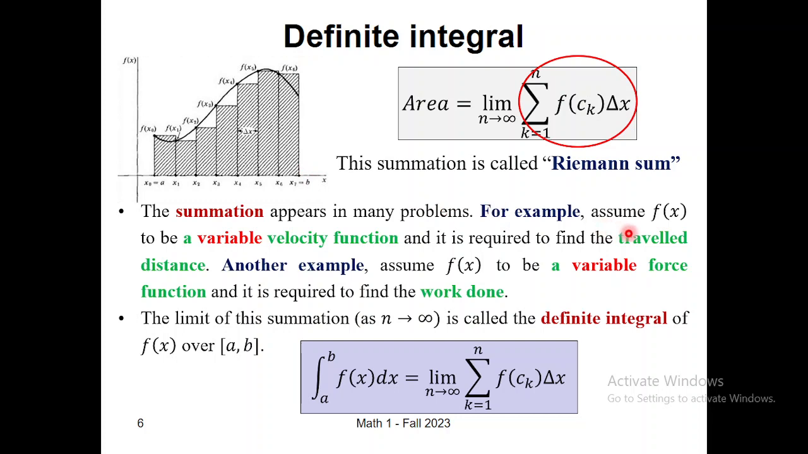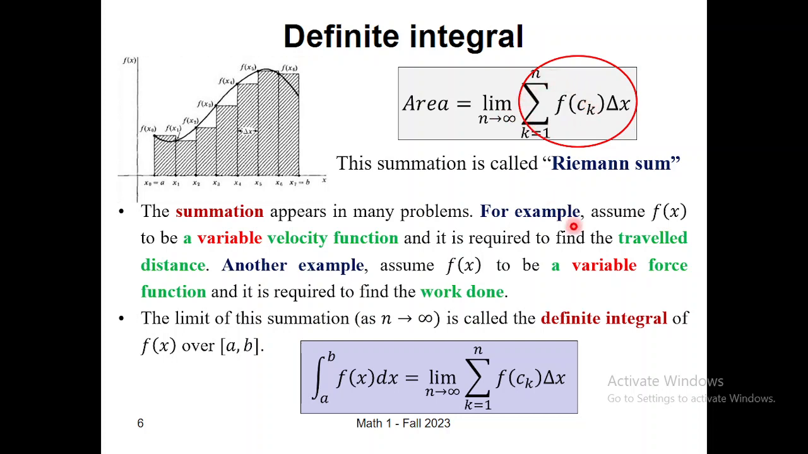What about the exact travel distance? You have to take the limit. You have to increase the number of subintervals. You have to make this time period very small. If you want the exact, you have to consider this time period approaching 0. So actually the travel distance, not now the area, the travel distance is the limit of this Riemann sum.